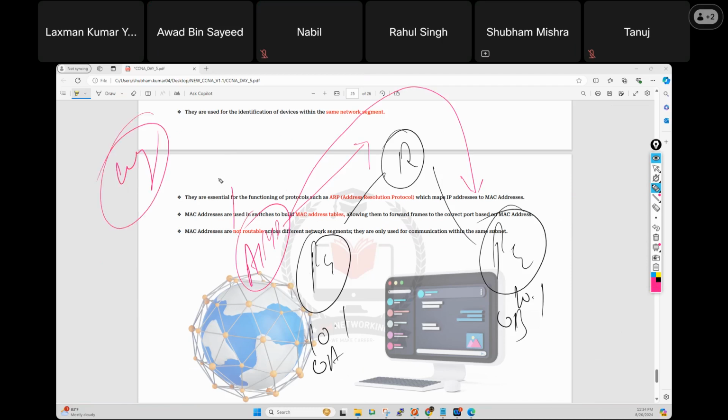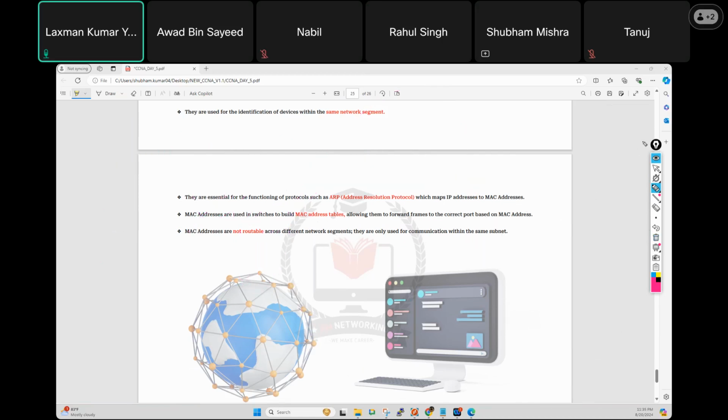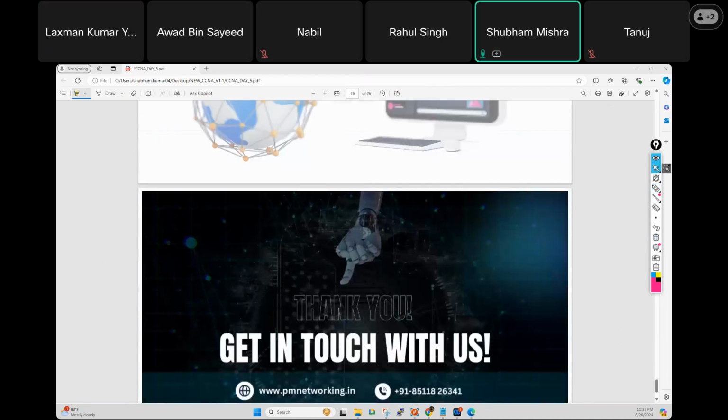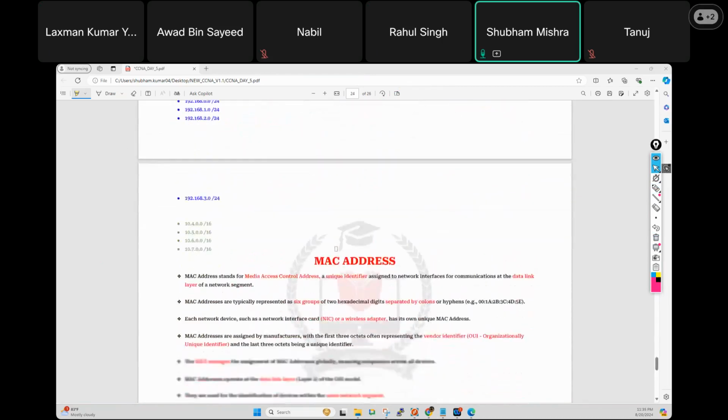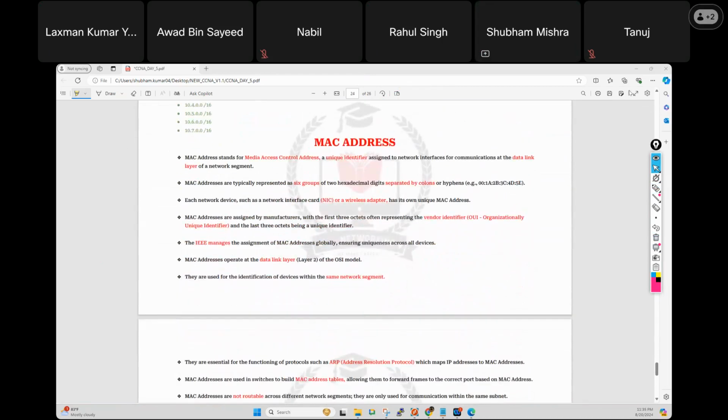Because ARP is a broadcast packet. And if you remember, in the second class I told you the function of a router. A router can generate a broadcast, but a router never forwards a broadcast from one LAN to a different LAN. Yes or no? So this is the thing. I hope today you guys understand the complete thing. Clear?